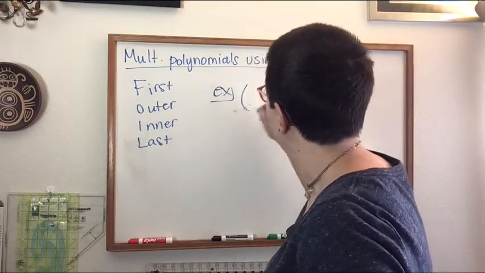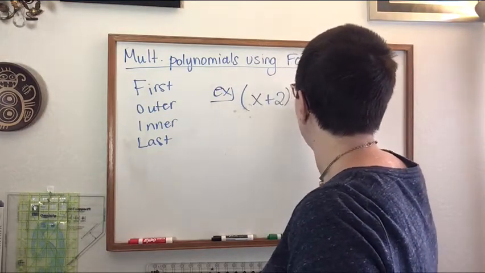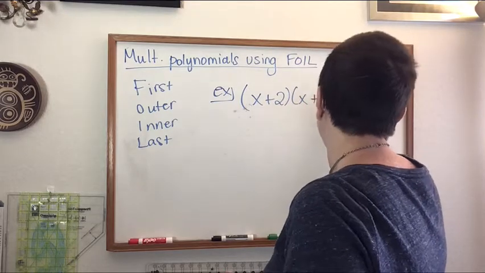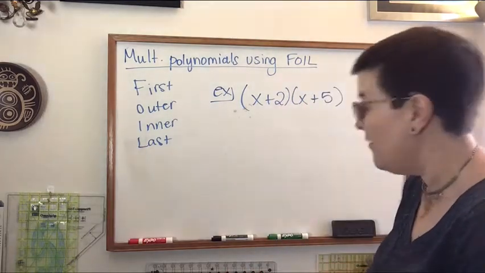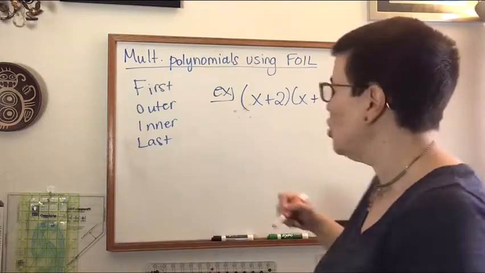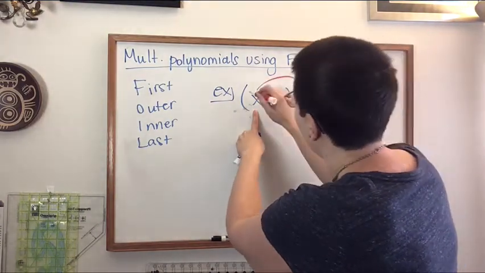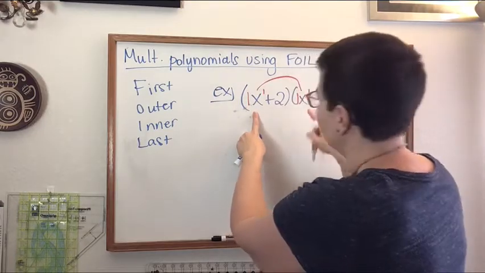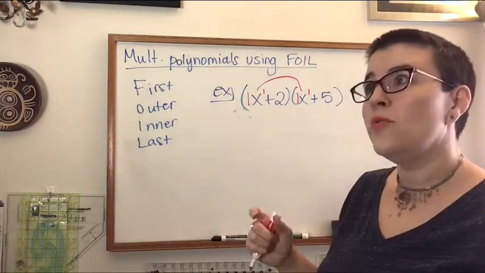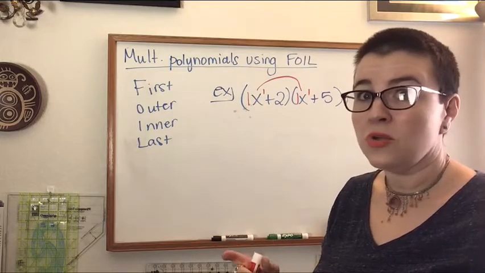All right, so let's do something basic to start. Let's do x plus 2, x plus 5. The F, remember, is the first term in the first parenthesis and the first term in the second parenthesis. So I get 1x to the first and 1x to the first. Now, if you forget that there are 1's there, you can write them in. You certainly don't have to.